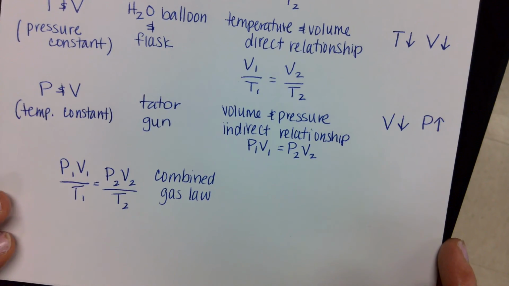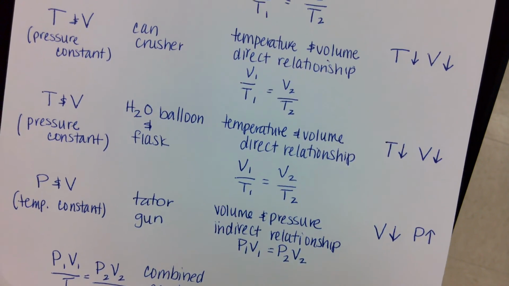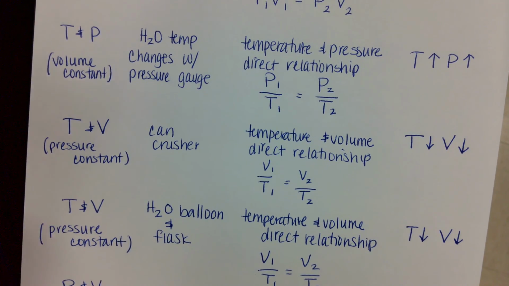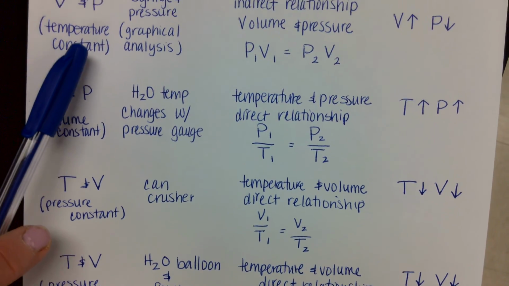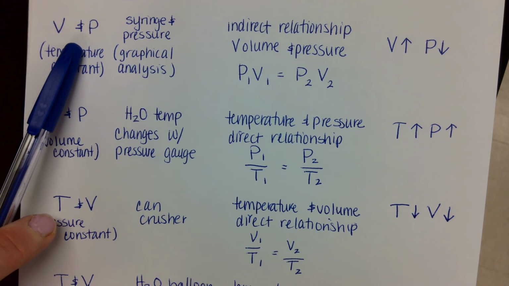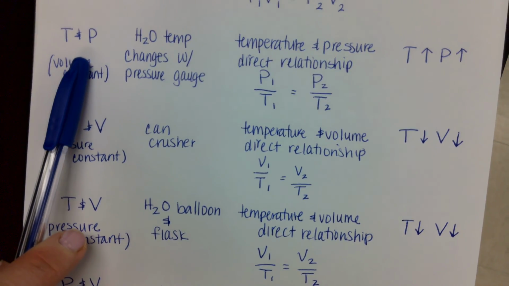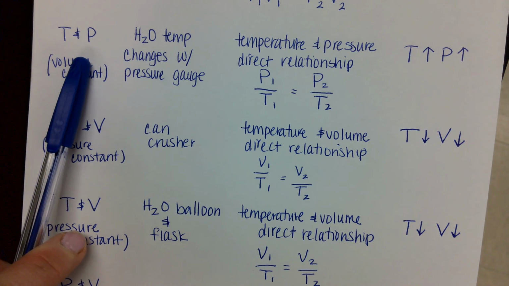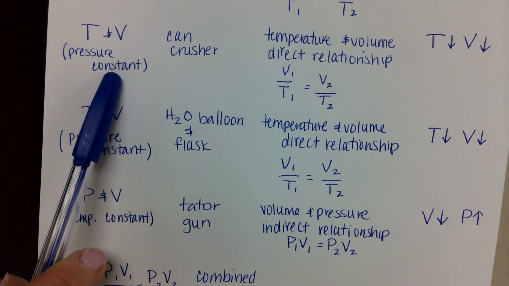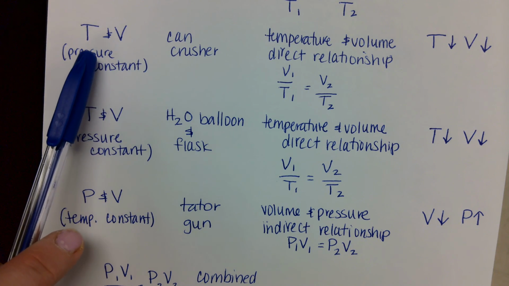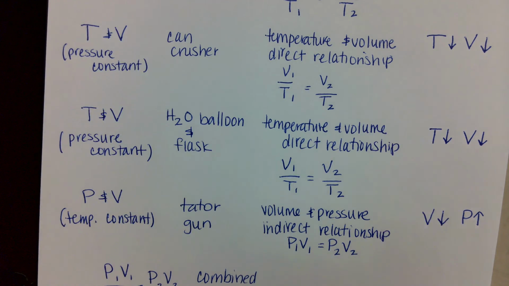Although I haven't mentioned the scientists involved in figuring out these relationships between these variables, the first one, our volume and pressure, was Boyle's law. Then we had our temperature and pressure, which was Gay-Lussac. And then we had our temperature and volume, which is Charles' law.